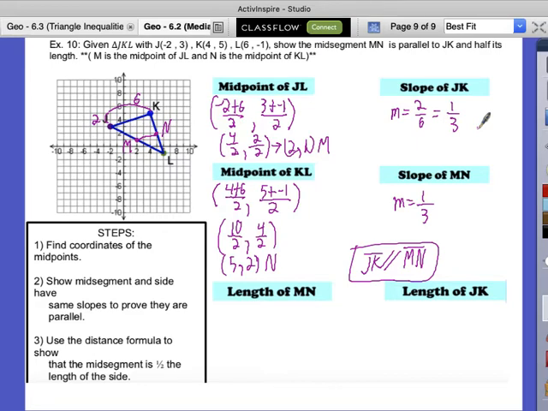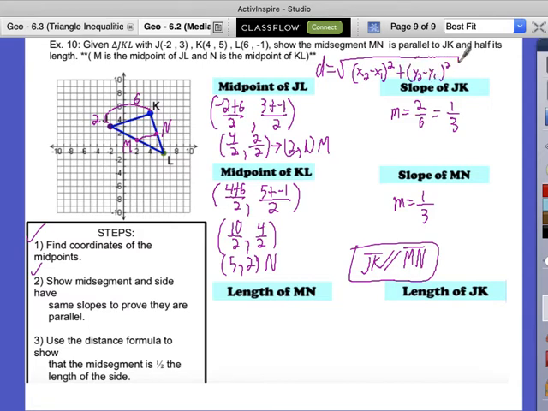So now we need to do the lengths because we need to show it's half the length. So step 3, we did step 1, we did step 2, now we need step 3. Use the distance formula to show that the mid-segment is half the length of the side. Distance formula, that's like forever ago. Does anybody remember it? Square root of x2 minus x1 squared plus y2 minus y1 squared.